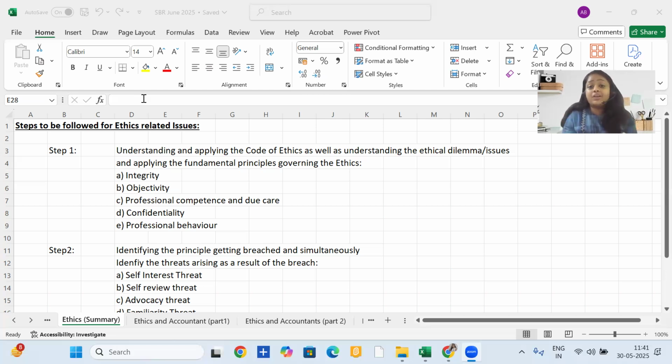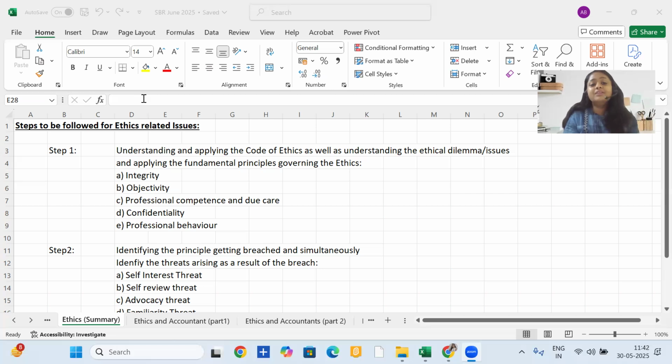Because, guys, in your ethics question, you would always have scenarios with dilemmas wherein multiple principles relating to the code of ethics would be breached and compromised. You have to understand them, find them, evaluate them, and then let the examiner know about the principles which are not followed in the way that they're required to be followed as per the code of ethics.